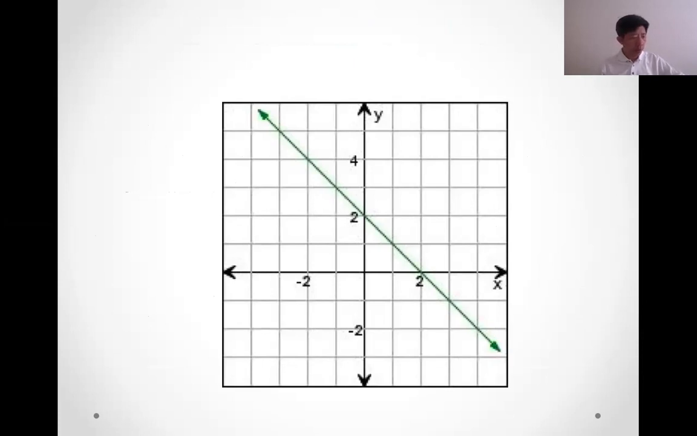Now, in this example, I find the line through what points? 2, 0, and what else? And 0, 2, right? So in this example, I find the line passing through 2, 0 and 0, 2. I will do it step by step, okay?